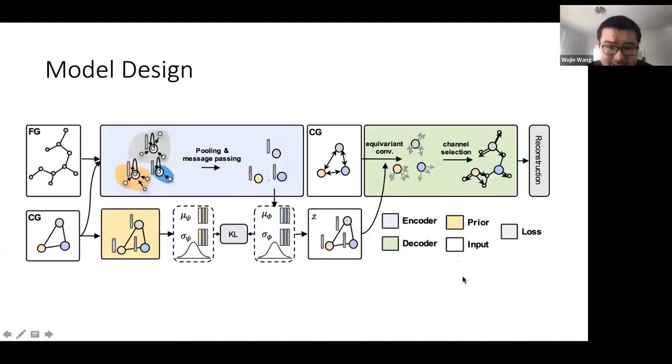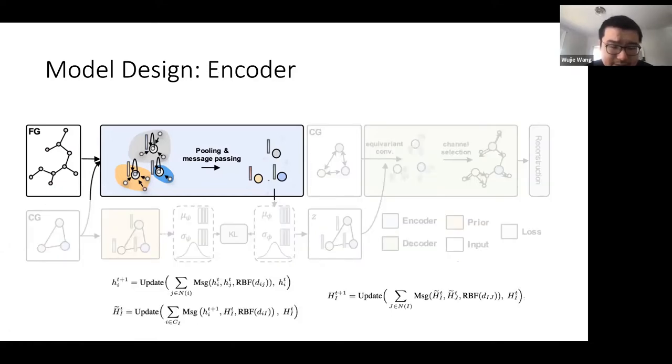Okay, so that's the graph representation we use. What the encoder does is that it takes the fine-grained graph, or fine-grained geometries, and convolves with the coarse-grained geometries to essentially parameterize the latent representation for the missing information. So that's the goal of this encoding architecture. We use very standard message passing.